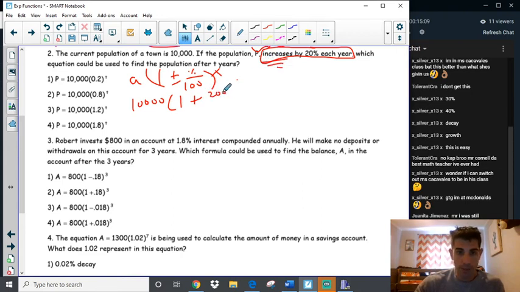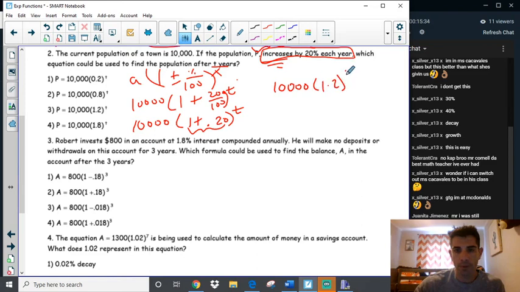The percent was 20. And then my time was unknown, it said t years, so I'm going to write t here. And then again, take your time, don't rush through it. What's 20 divided by 100? That's 0.20. 1 plus 0.20 is 1.2. And then I can come over here. There it is, choice 3.